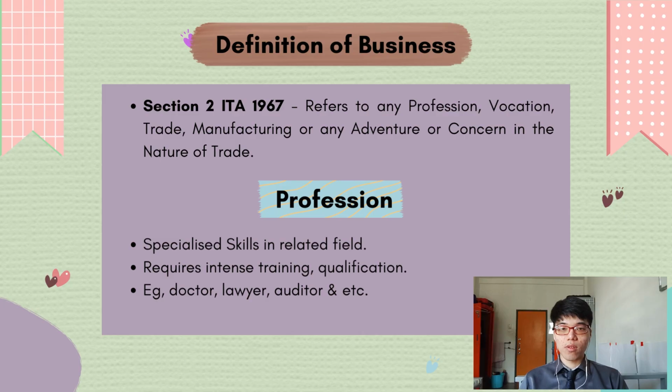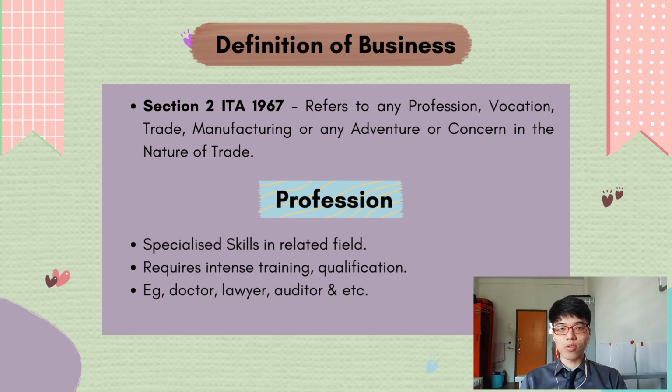Okay, so what is the definition of business according to the Income Tax Act? According to Section 2 of the Income Tax Act, a business is any profession, vocation, trade, manufacturing, or any other activities that have the same characteristics of a trading activity. And all the income earned from these businesses is treated differently compared to the income earned from employment because they have their own provisions under the Income Tax Act.